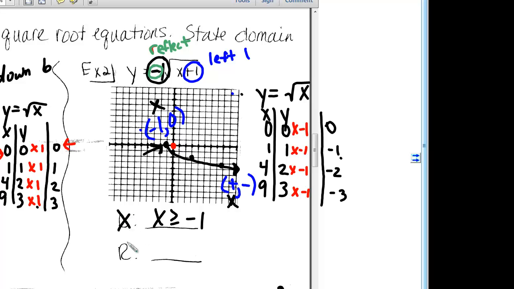My range. The range is going from 0 to negative numbers. So my range is y less than or equal to 0. It starts at 0, but as the graph goes down, the y values are getting smaller.